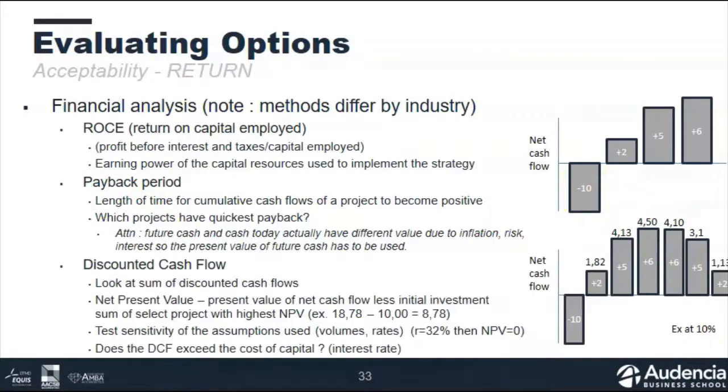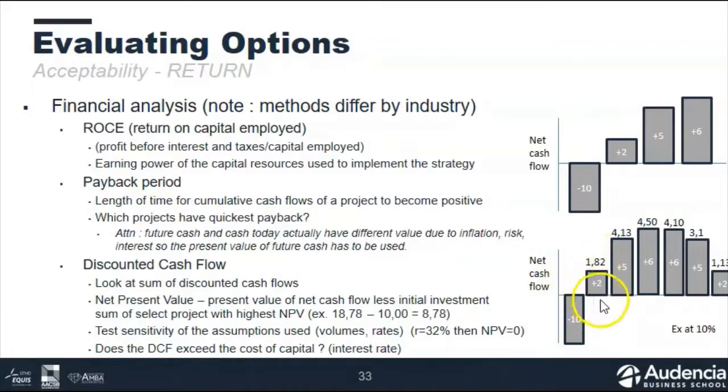And so then we get to what's called a discounted cash flow. And the discounted cash flow will look at basically the same thing. We're going to look at our cash flow of a project. But now we're going to take the present value of the cash flow over time. So we've got our initial investment of 10.